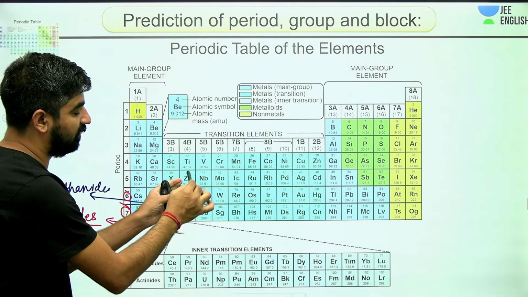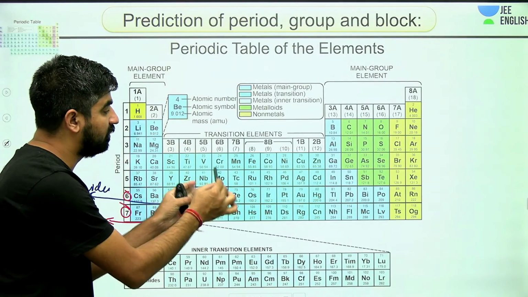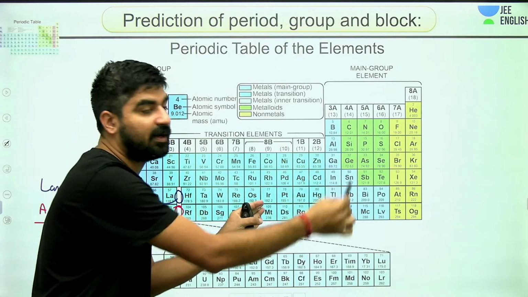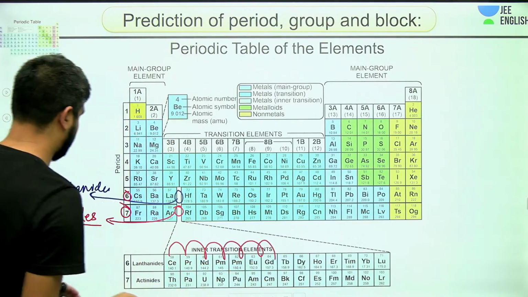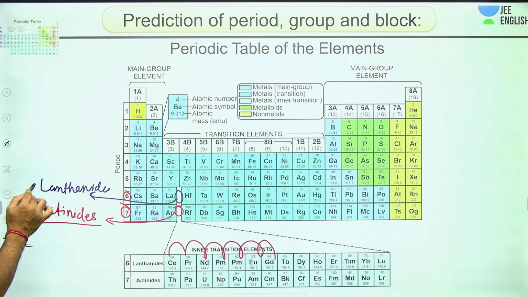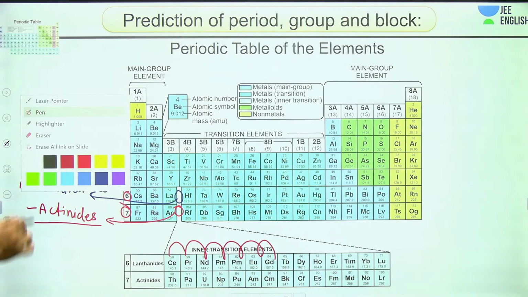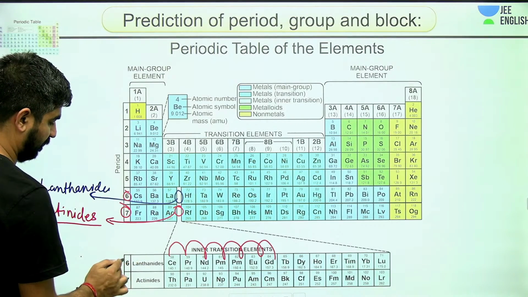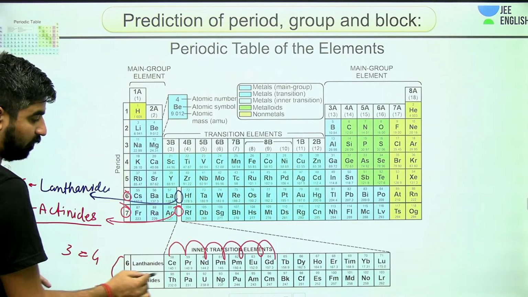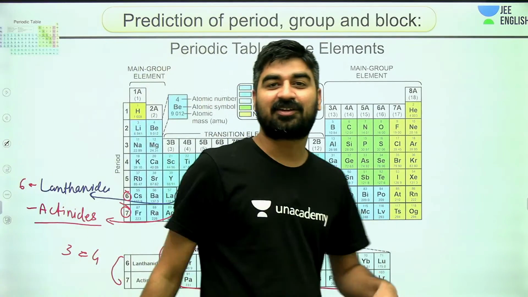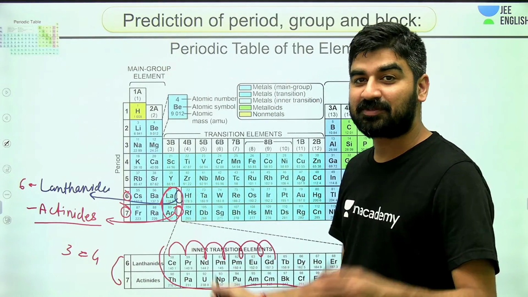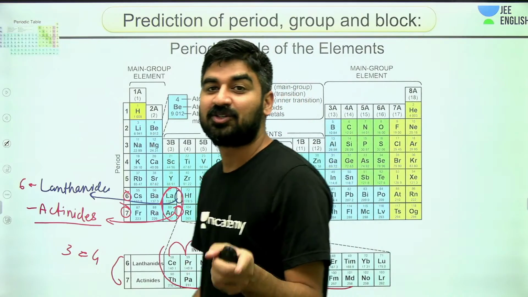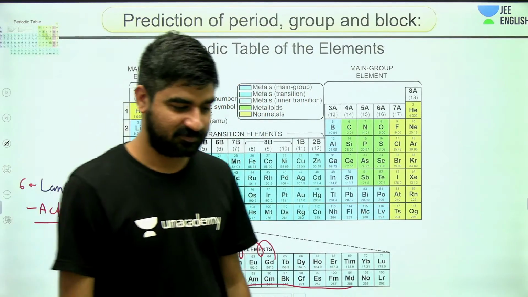And now, for every increment in atomic number by 1, its group number increases by 1. But in case of F, all these elements belong to their period number, 6th and 7th. But guys, their group number is always 3 for all 28, because we have removed them from here. We have shrunk this table at this point, so their group number will always be 3.